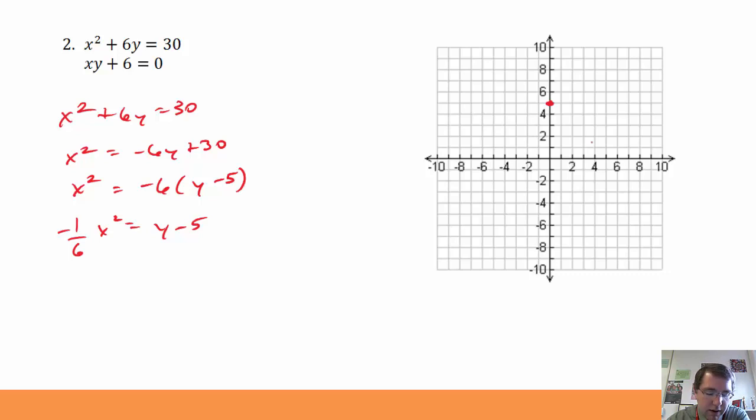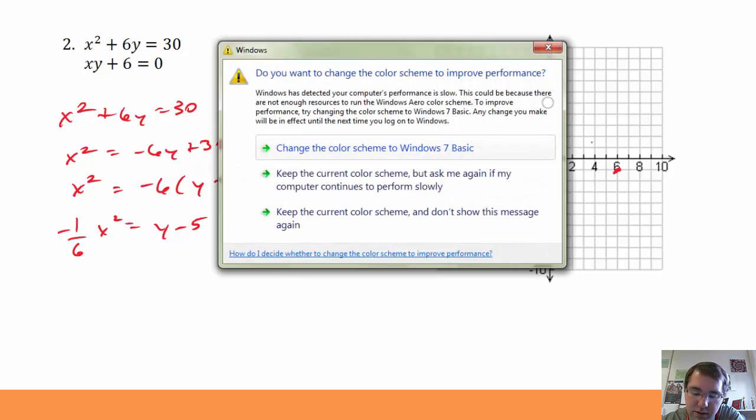And if I just pick another point, like maybe I'll take x to be 6, then I'll have 6 squared is 36 divided by 6 is 6. That's a negative 6. I'll add the 5 over, so I'll have negative 1. When x is 6, y is negative 1. And when x is negative 6, y is negative 1. Okay, and then I will draw my parabola.